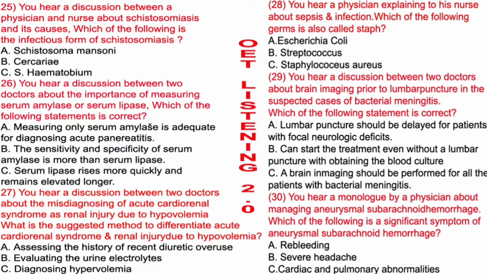Hello, doctor. What is your opinion about misdiagnosing of acute cardiorenal syndrome as renal injury due to hypovolemia? Often, acute cardiorenal syndrome is misdiagnosed for renal injury due to hypovolemia. Patients with stable heart failure normally have mild hypervolemia at baseline. However, they can become hypovolemic due to severe diarrhea, overaggressive diuretic therapy, or other causes. Although the fluid status of these two conditions are different, they are often difficult to distinguish.